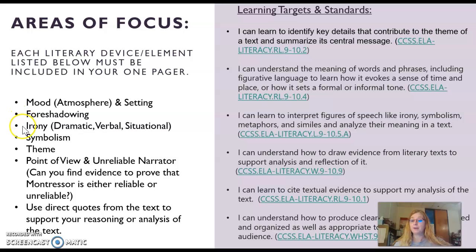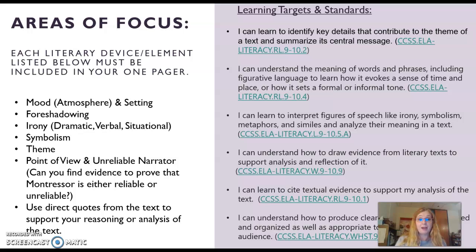foreshadowing, irony, all three types, dramatic, verbal, and situational, symbolism, theme, point of view, and unreliable narrator, and in parentheses it says, can you find evidence to prove that Montresor is either reliable or unreliable? So that's up to you as the reader. You have whatever evidence you find, whatever you believe, whatever your assertion is.